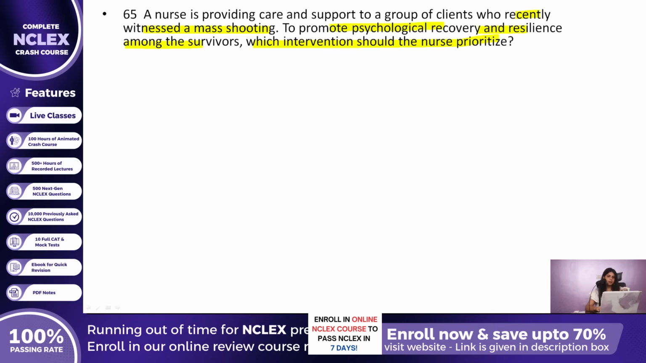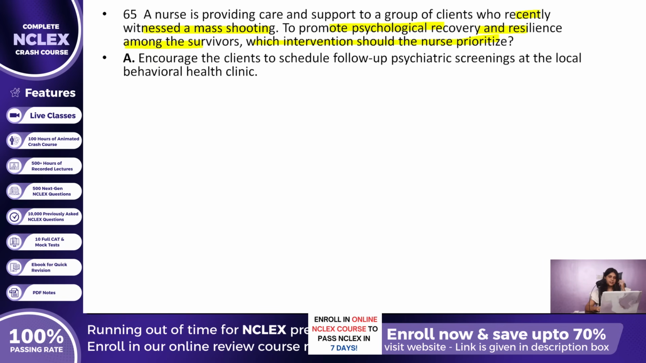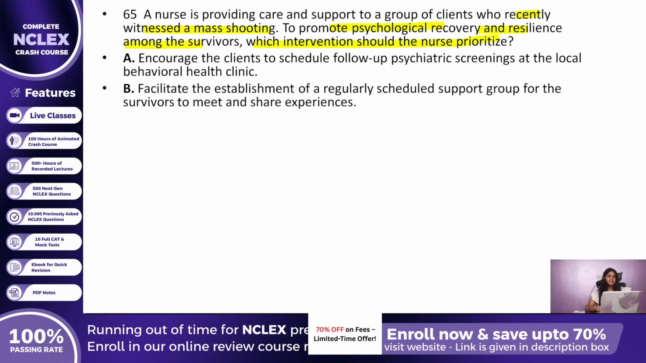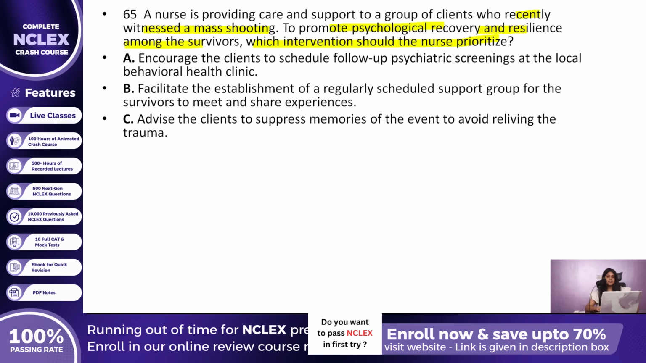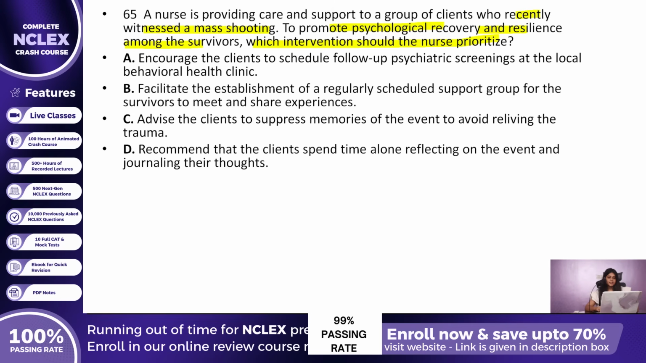The options are Option A, encourage the clients to schedule follow-up psychiatric screenings at the local behavioral health clinic. Option B, facilitate the establishment of a regularly scheduled support group for the survivors to meet and share experiences. Option C, advise the clients to suppress memories of the event to avoid reliving the trauma. And option D, recommend that the client spend time alone reflecting on the event and journaling their thoughts.